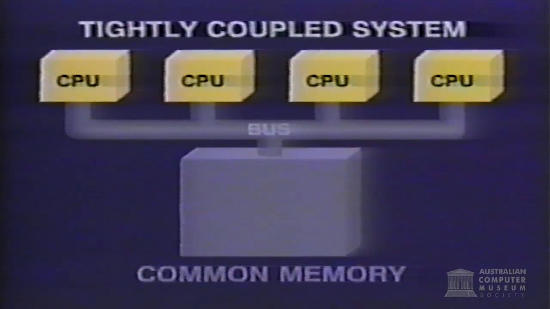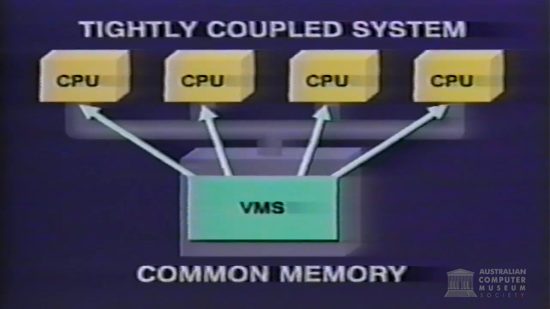Like the engines in the aircraft, the CPUs in a tightly coupled system work together to share the processing load. The CPUs may be working on different parts of the same job, or they may be working on separate jobs. The processors use the same memory, and they are controlled by one copy of the VMS operating system.